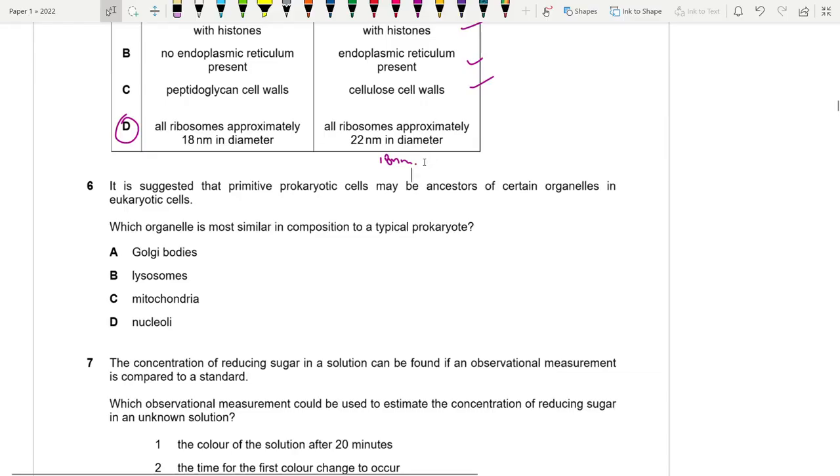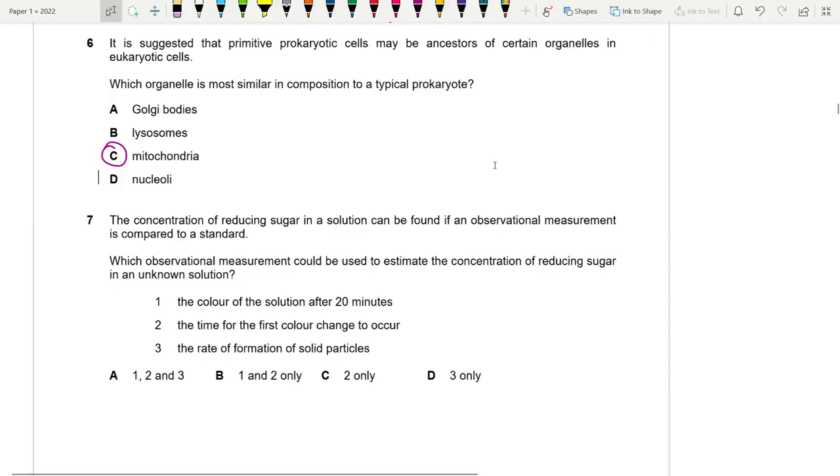So D is wrong. It is suggested that primitive prokaryotic cells may be ancestors of certain organelles in eukaryotic cells. Which organelle is most similar in composition to a typical prokaryote? Mitochondria or chloroplast, okay? 6C.